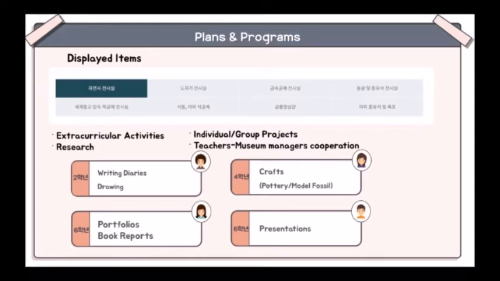For this plan to succeed, we need the museum's approval first. And for students to get more information at the place, teachers and museum managers must cooperate by giving out needed information and processing it into a usable English form.